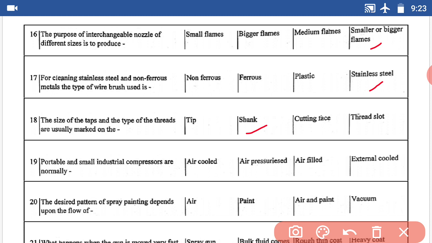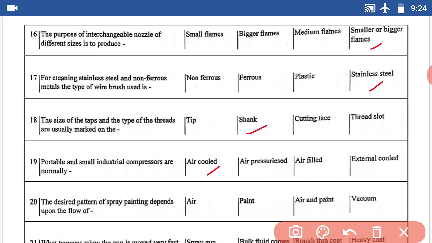Question number 19. Portable and small industrial compressors are normally dash. This question's answer is option A, the correct answer: air cooled. Answer A is the correct answer.